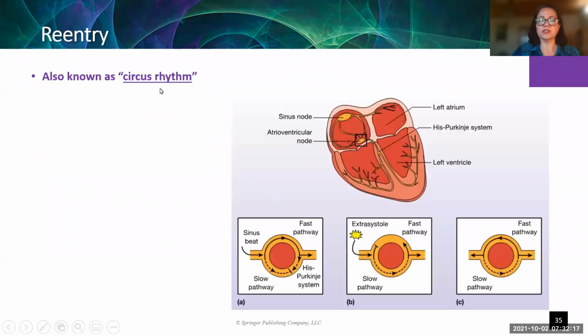It's also known as a circus rhythm. Circus, not like with elephants and bears doing tricks, but circus as in circle. It's a cycle, things coming back. This diagram shows it a little bit. We're not going to go into it in a lot of detail, but so you can have a visual on what's happening. What's supposed to happen is these signals are supposed to travel in one direction, and instead we're getting this feedback coming back.